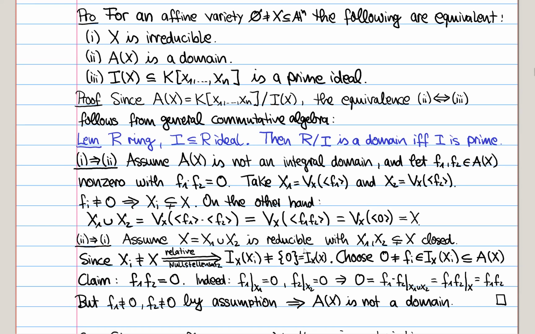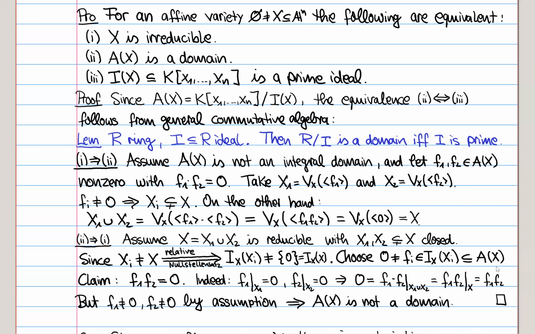And so, the ideal of X in the coordinate ring of X, these are all the functions which vanish at every point of X. Well, this is just the zero function. And so what this tells you is that the vanishing ideal of the Xi is not just zero. Well, if it's not just zero, we can choose non-zero functions fi in this ideal. And now we have gotten ourselves again two elements in AX. We want to show it's not an integral domain.